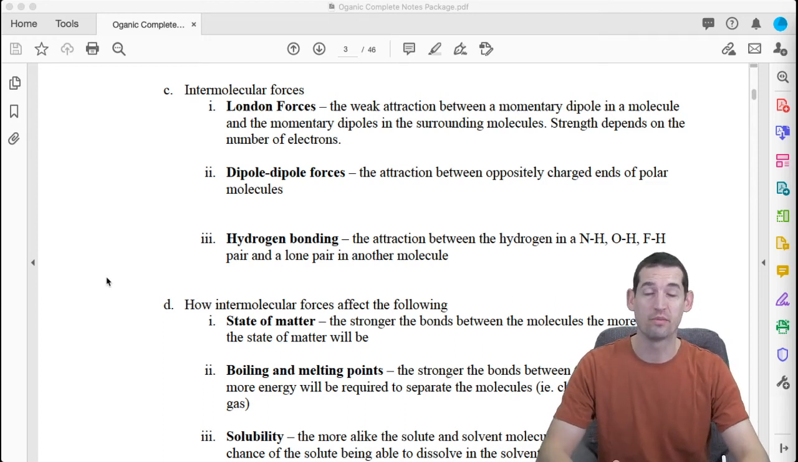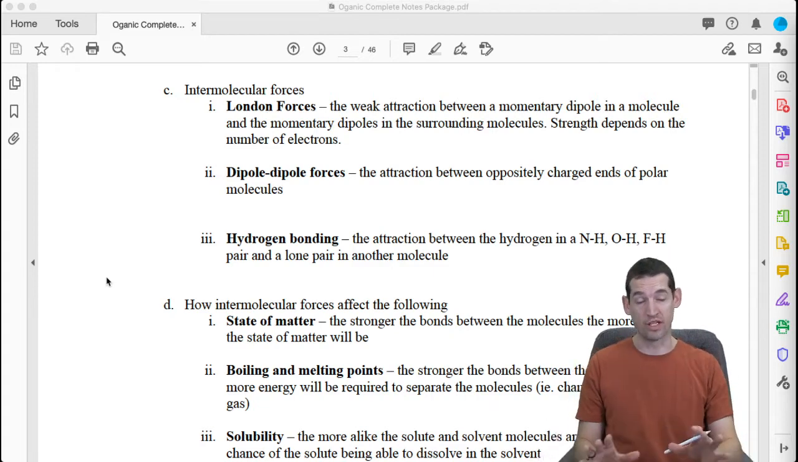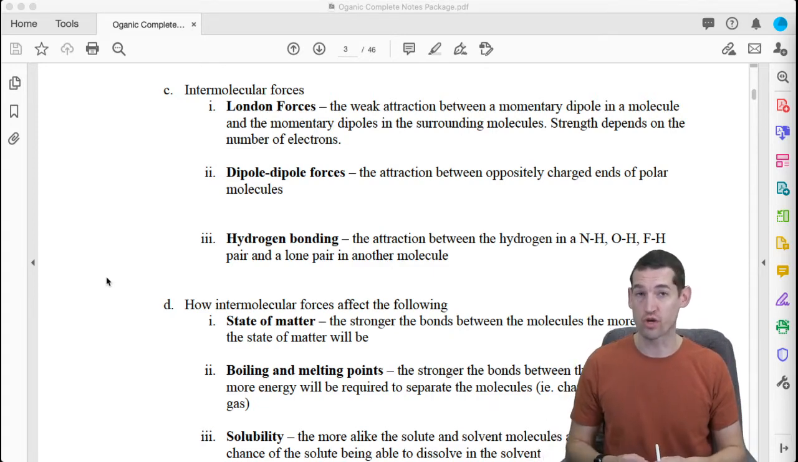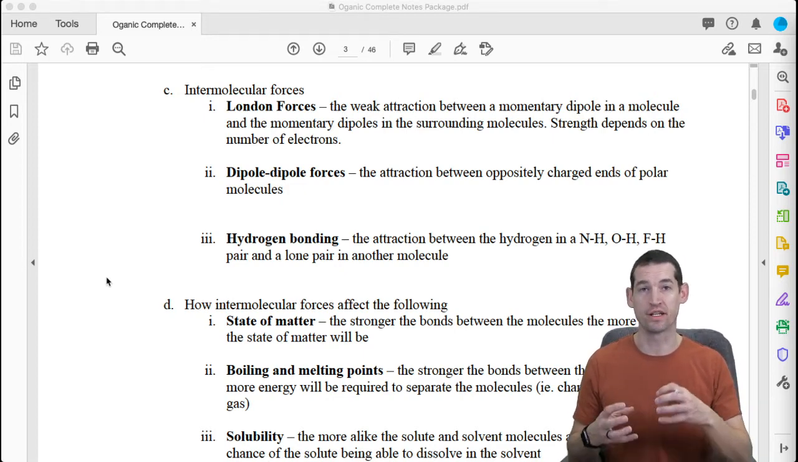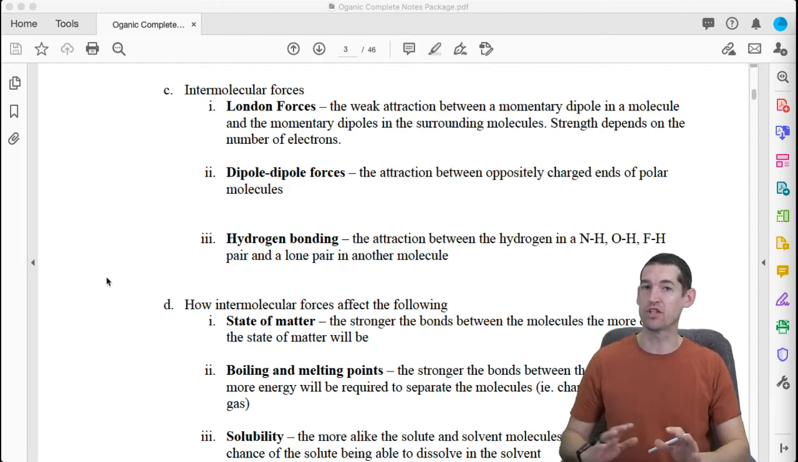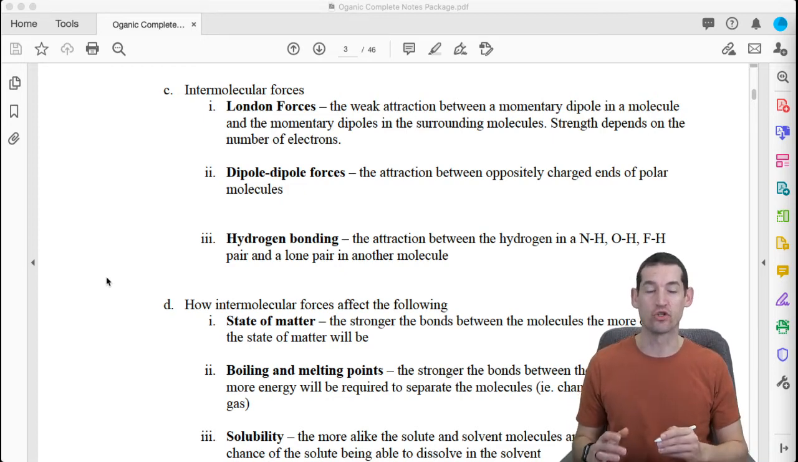The next thing you need to remember from Chem 20 is about intermolecular forces. Now, make sure that you keep these two terms straight. There's intramolecular forces that we learned in Chem 20, like covalent bonding and the bonds inside the molecule. That's not what we're talking about here. Intermolecular forces are the forces between molecules.